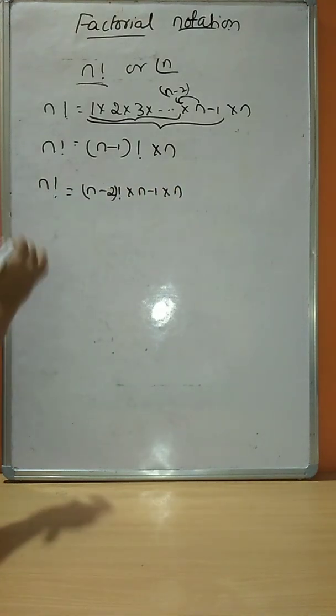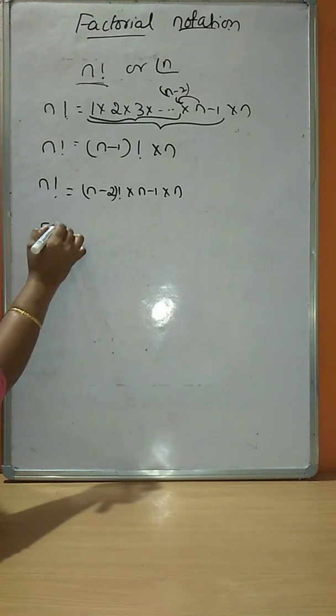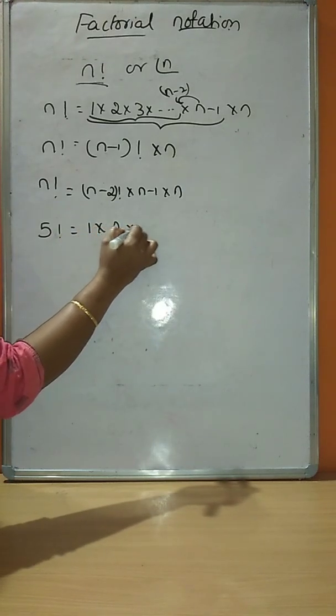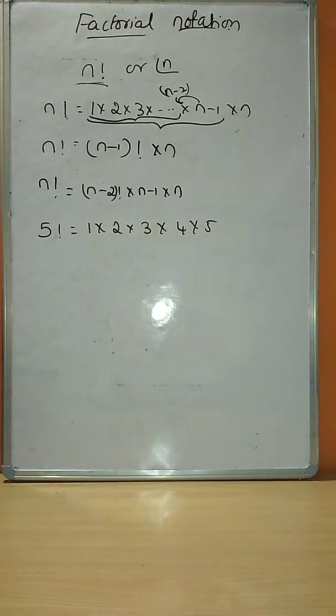Similarly, let me see. Suppose, what is 5 factorial? It is 1 into 2 into 3 into 4 into 5.